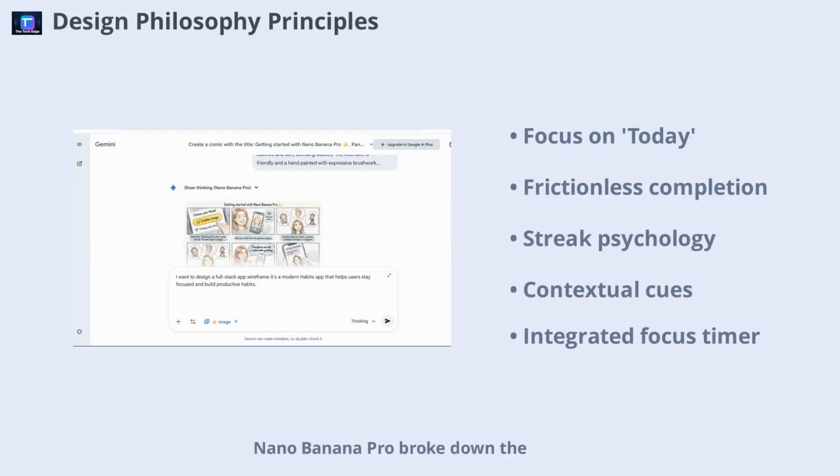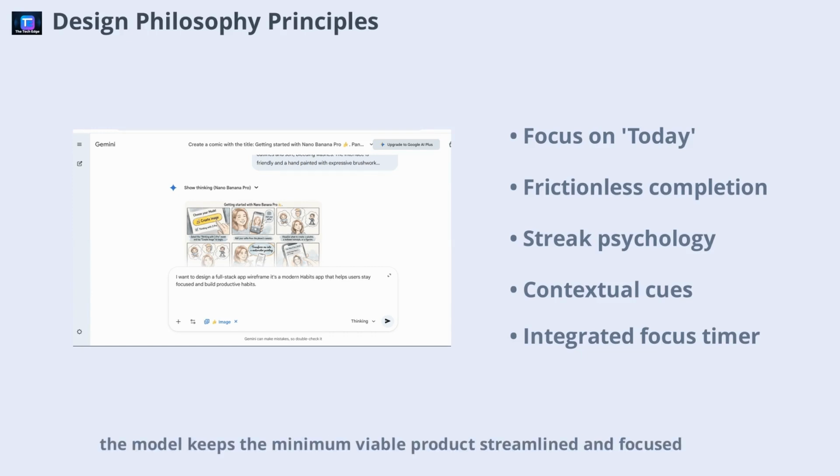Nano Banana Pro broke down the design philosophy into 5 actionable principles. Focus on today to reduce cognitive overload, make completion frictionless, leverage streak psychology, use contextual cues for habit formation, and integrate a focus timer. These principles shape every screen and interaction, ensuring the app is both user-friendly and effective. By prioritizing the core loop and avoiding unnecessary features, the model keeps the minimum viable product streamlined and focused.